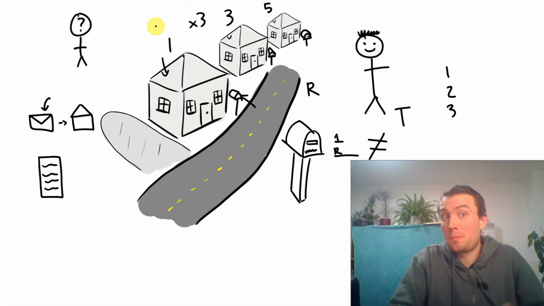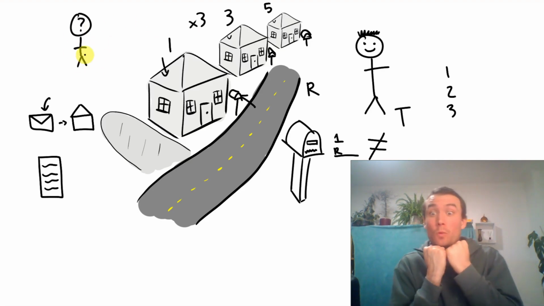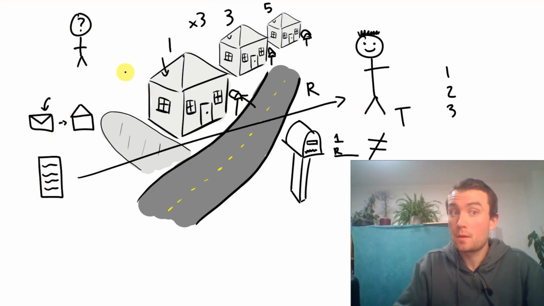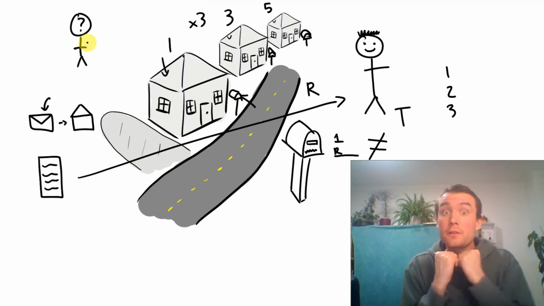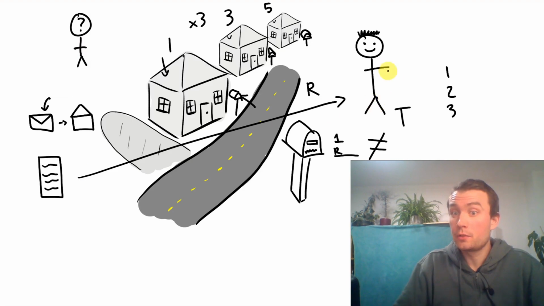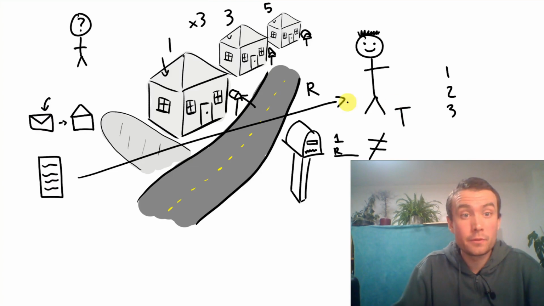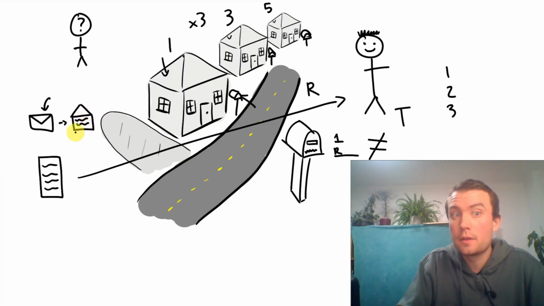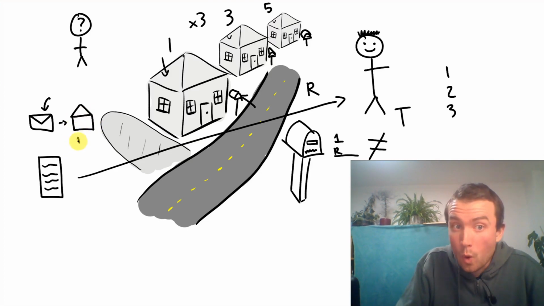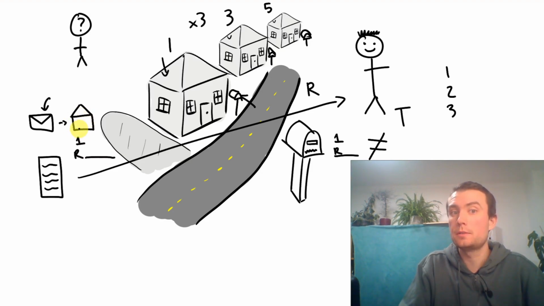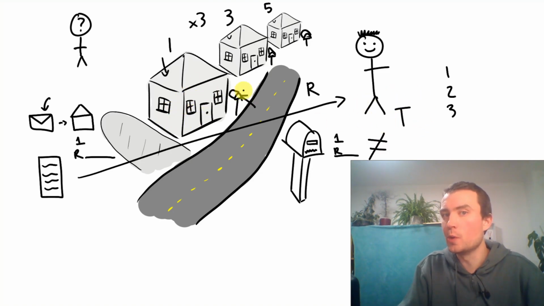When someone wants to send a letter to Tim, they put the letter into an envelope and they write Tim's address on the envelope. They write 1 Rocky Street onto the envelope and send it to Tim, to his house, to his mailbox.